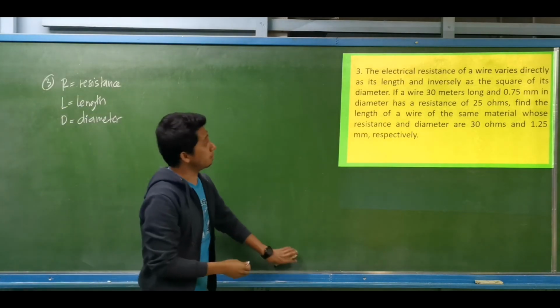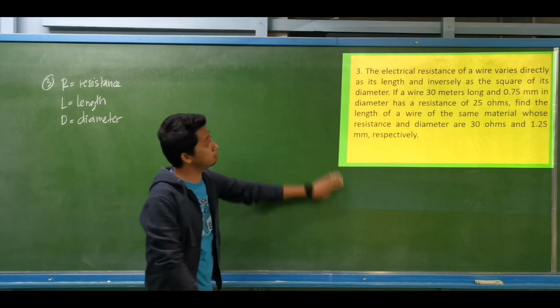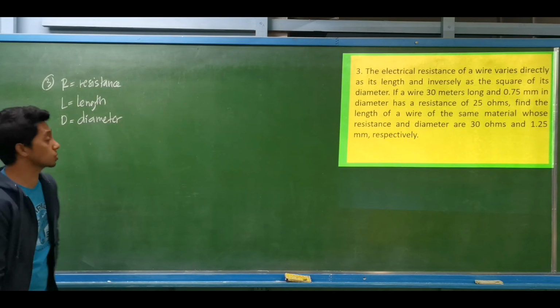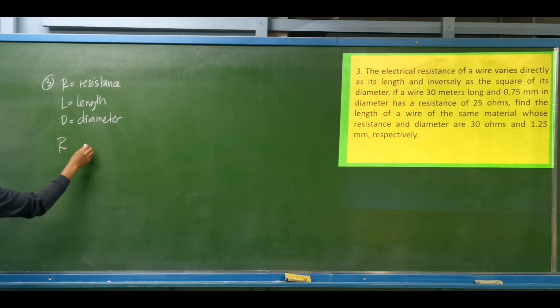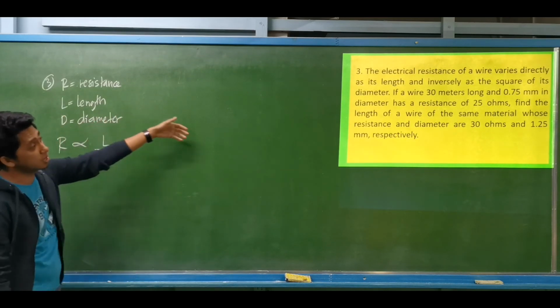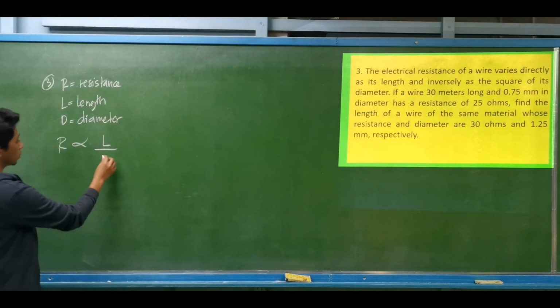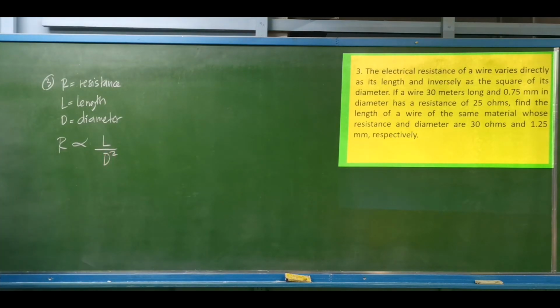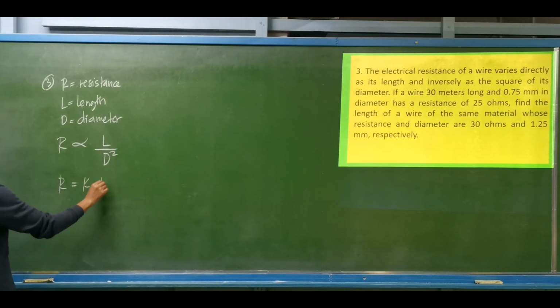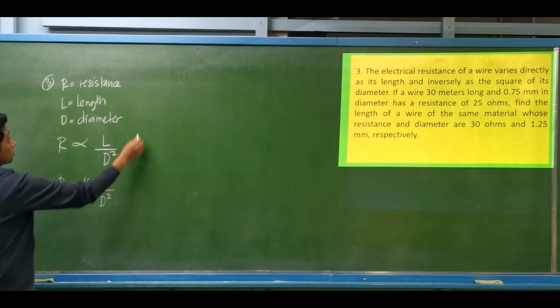So according to the problem, the electrical resistance of a wire varies directly as its length and inversely as the square of its diameter. So the resistance is directly proportional to its length, but inversely proportional to the square of its diameter, so the reciprocal of the diameter squared. To convert this proportionality to an equation, we place a proportionality constant K multiplied by the length divided by the diameter squared.